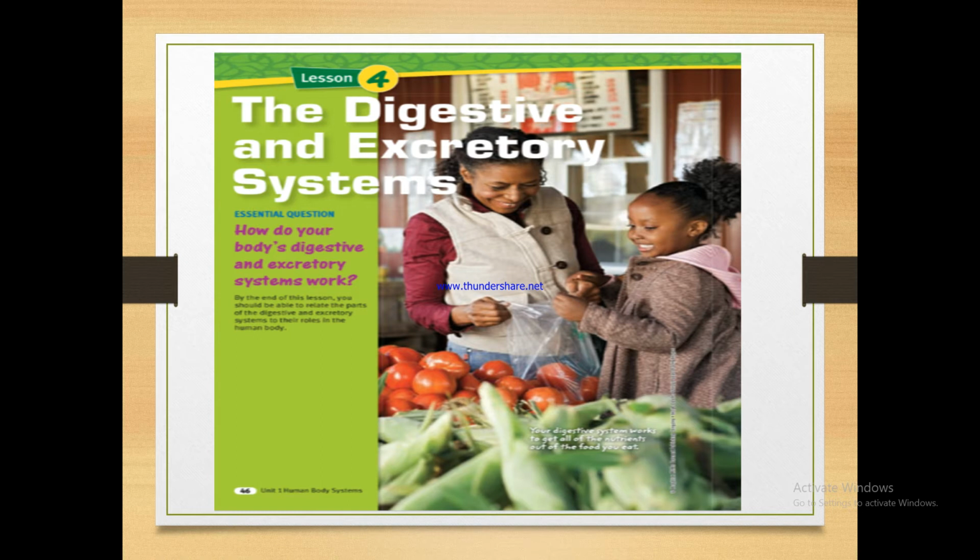Now let's recall in detail what systems we have studied together. We studied about the skeletal and muscular system. Then next we studied about the circulatory and respiratory system. Now today I will start with lesson number 4, the digestive and excretory system.